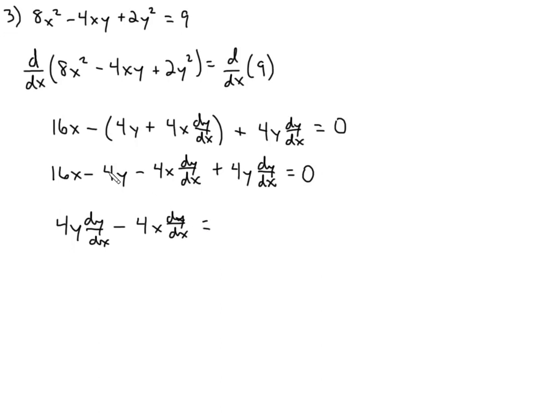And then we'll move these other terms to the other side. So this 4y, we'll add that to both sides, it will become a positive 4y, and then this one becomes a negative 16x on the other side. Okay, now the reason we want to have these dy/dx's on the same side is so that we can now factor them out. So that's our next step. Factor out dy/dx. That leaves us with 4y minus 4x. And then on the other side, 4y minus 16x.